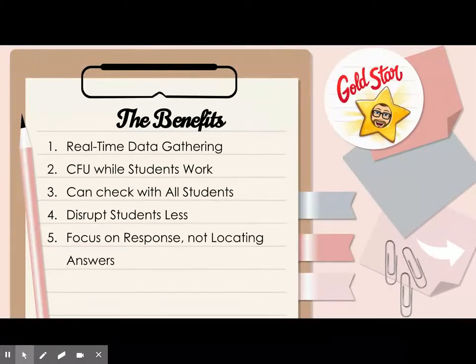Now, sometimes she did because there was a misconception, but that's a good disruption, right? So if they were on the right track, she never had to stop their thinking. And then for her own thinking, number five, she could focus on the responses and focus on the student thinking and not locating the answers.